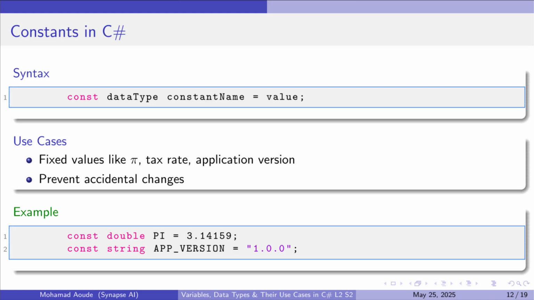A constant is a named value that never changes after you define it. You declare it using the const keyword. Common examples include the value of pi or your application version. Constants prevent accidental changes and signal intent clearly to anyone reading your code.